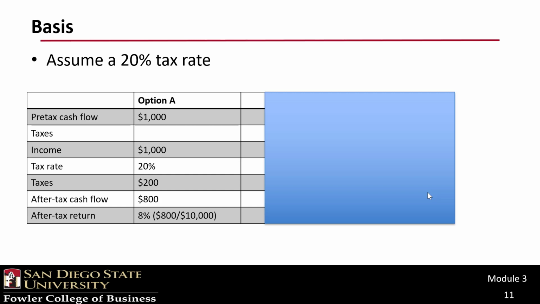Let's look at this exact same calculation, except now let's look at the after-tax return because, well, after all, this is a tax course. So under option A, the pre-tax cash flow is the $1,000 that they expect to receive each year. Then what we need to do is calculate the tax that's associated with that. Since all 1,000 is income, if we assume a 20% tax rate, taxes would be $200. Since pre-tax minus tax is after tax, 1,000 minus 200 is 800 of after-tax cash flow. That $800 divided by our initial $10,000 investment yields an after-tax return of 8%.